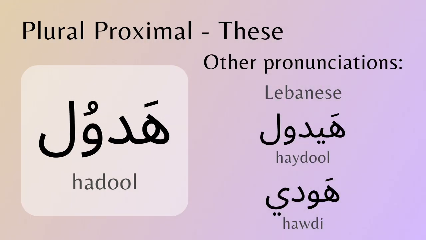All right, now we're going to move on to the plural territory. We're going to start off with the plural proximal, which is these in English. Plural proximal refers to items that are close by. In Arabic, it's pronounced hadol. The Lebanese have two unique different pronunciations. The first one is haydol. The second one is howdi.